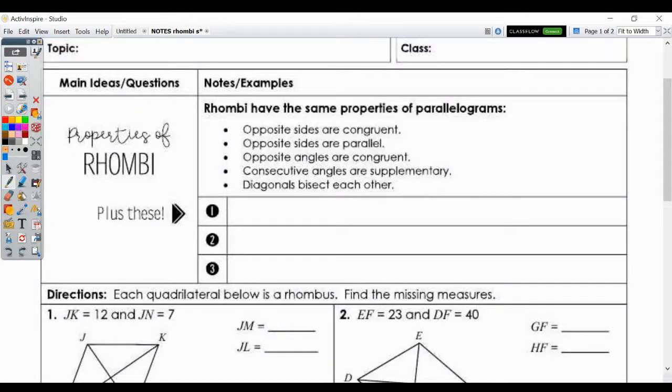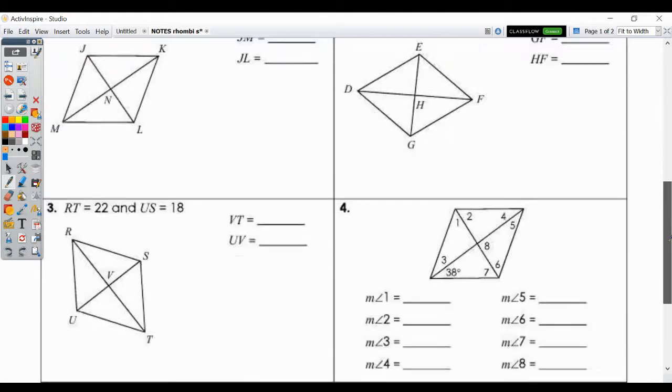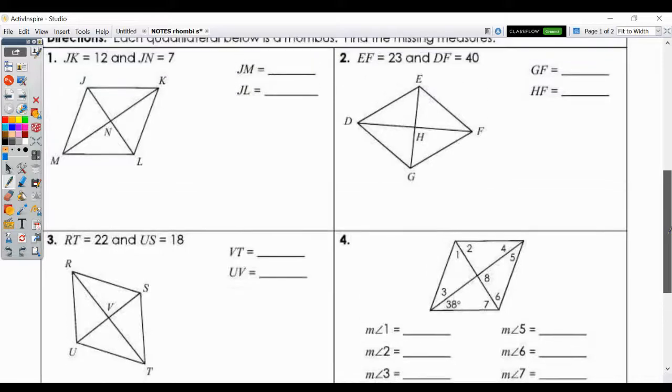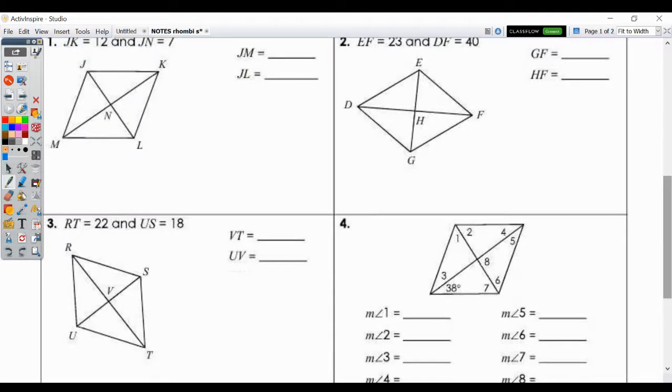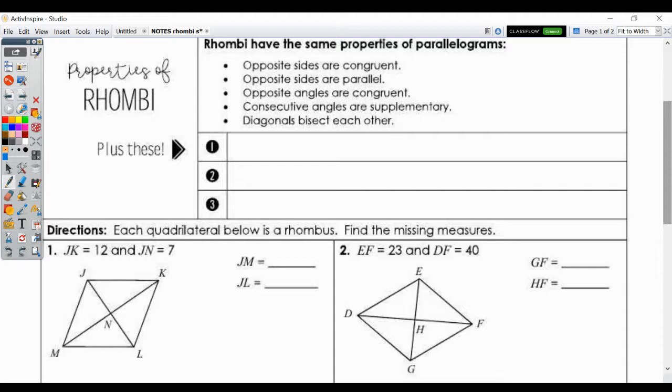Okay, so we're going to start. Today we're going to talk about rhombi and squares. Now, rhombi is just the plural form of rhombus. A rhombus might look like a diamond to you. So all four of those examples right there are rhombuses. They look like diamonds.